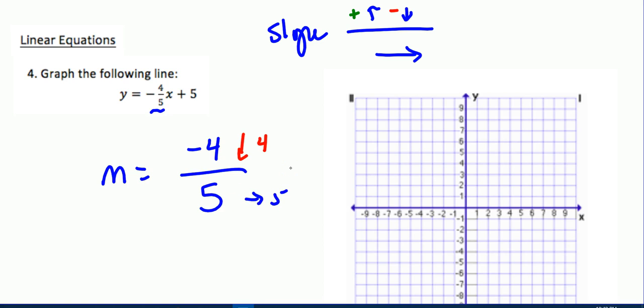Okay, now that's part of it. I need a starting value, an initial height. And my initial height is going to be right here.